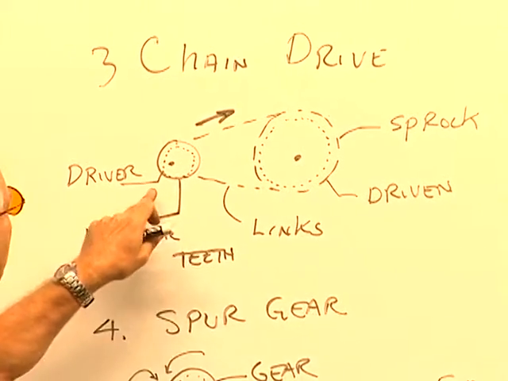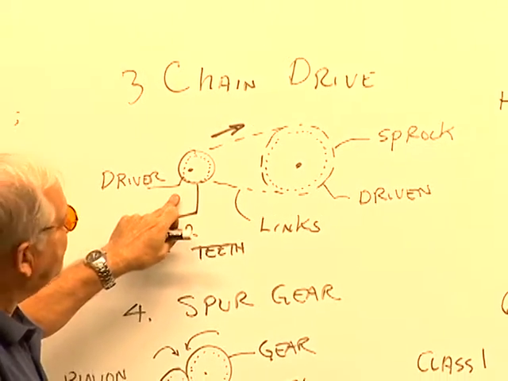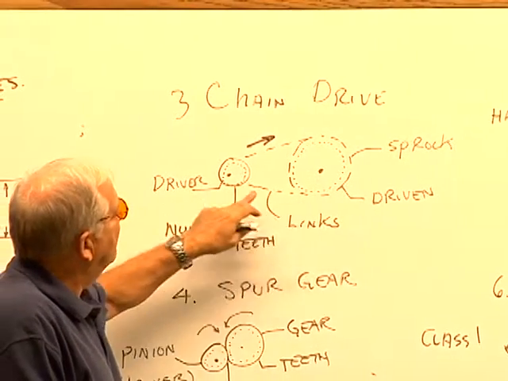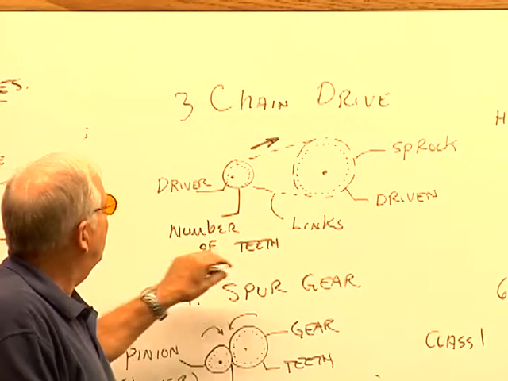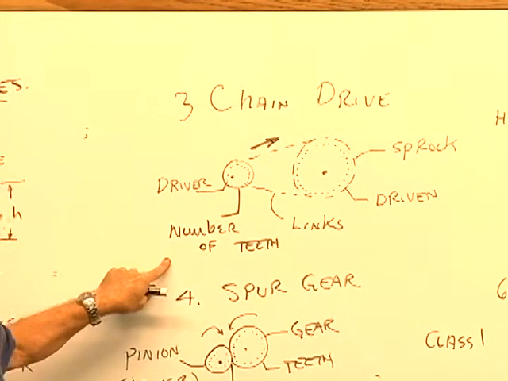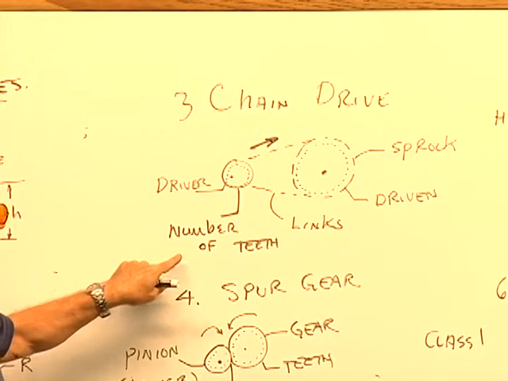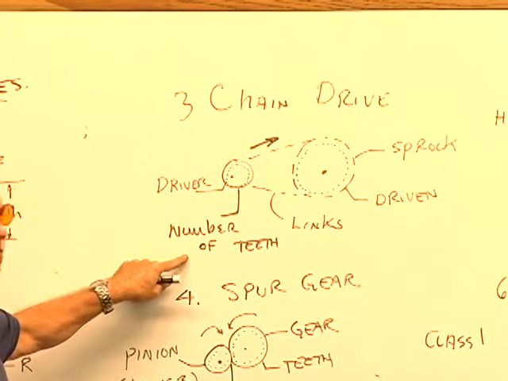And each one of these chains, the chain is mounted on a sprocket, two different sprockets. And what's also important about that is the number of teeth that you need for solving those problems.